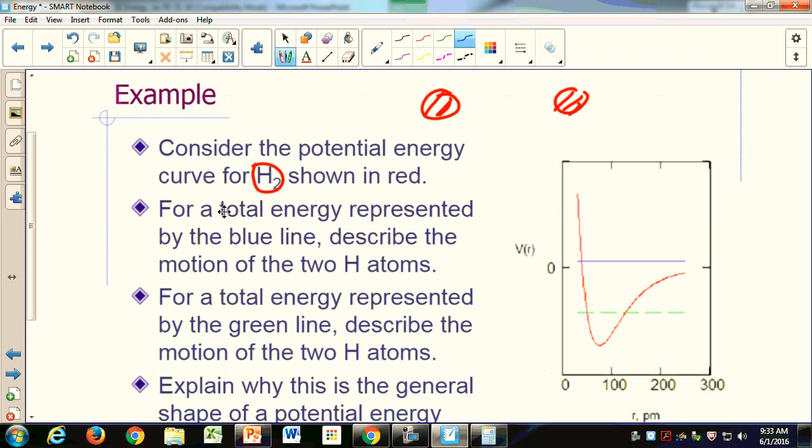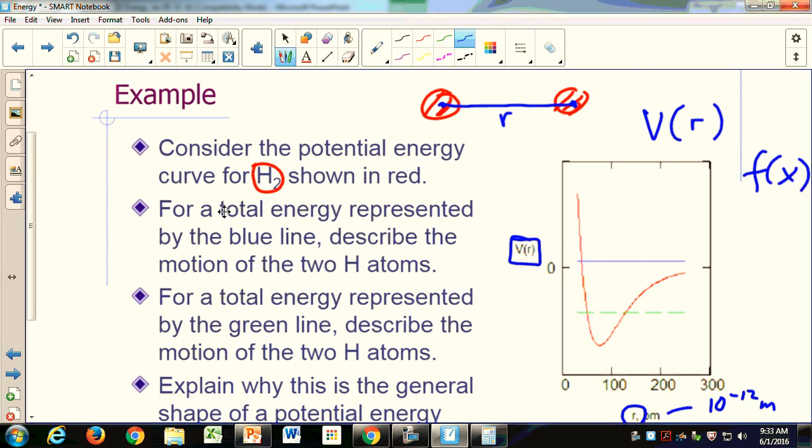And so we're going to define the distance between the two atoms as r. We're going to plot versus r here, r in picometers. A picometer is 10 to the negative 12 meters. And we're making a plot of potential energy as a function of r. So this V of r here, that's like f of x. We're not multiplying V and r. That's V as potential energy as a function of r.